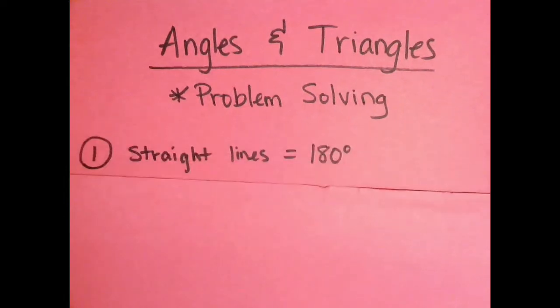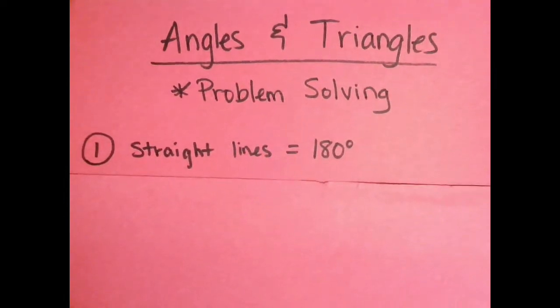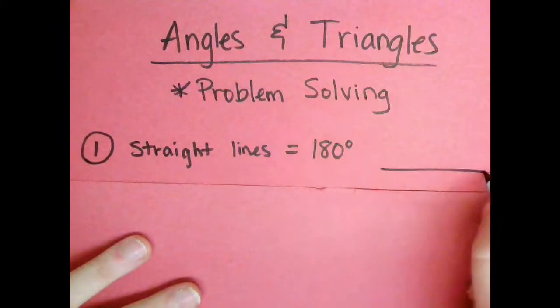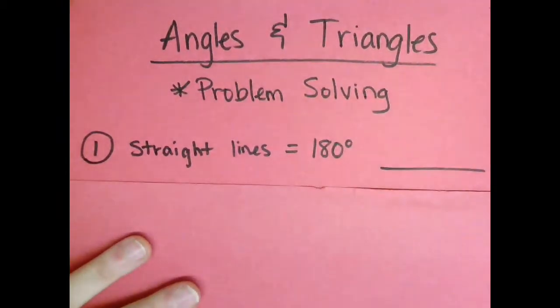So our first rule we've talked about is this idea that straight lines equal 180 degrees. This is important to realize because no matter where the straight line is or how many angles it's composed of, it's going to equal 180 degrees.